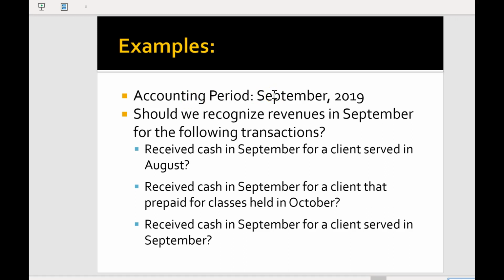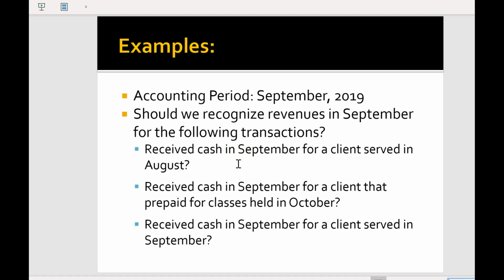Okay, so for accounting period, we mean we define a period where our accounting work is constrained to, which means we do not unlimitedly include all the transactions for all the time in one report. We always select a period. It could be a month, it could be a quarter, it could be a year. So let's say it's a month. We have to define the accounting period because we need to know when we are going to recognize those revenues and expenses.